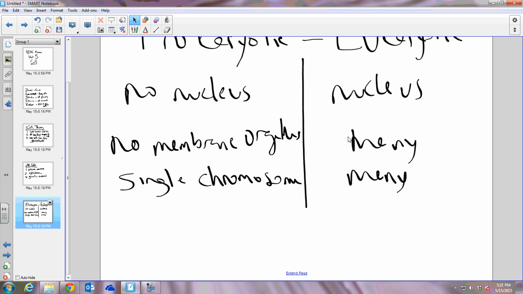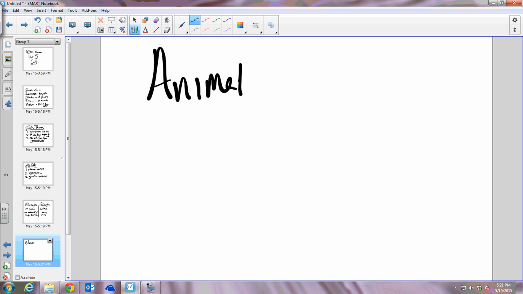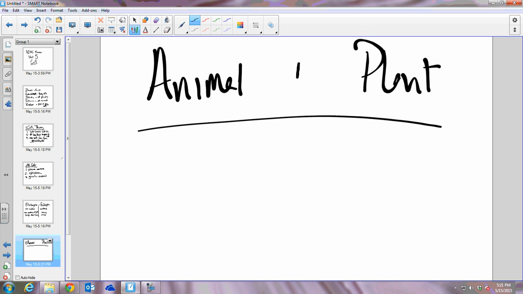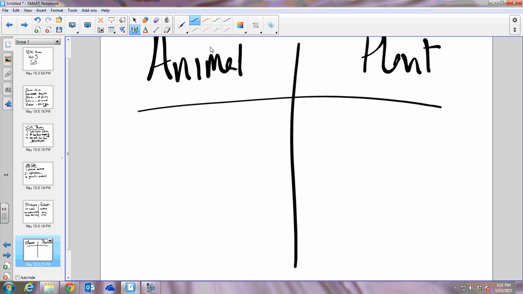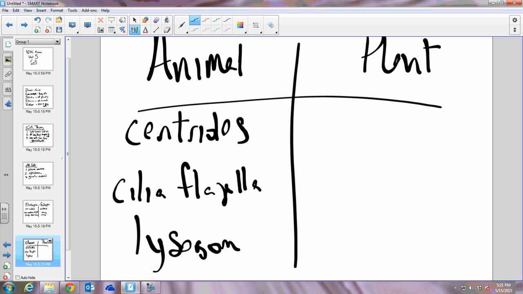All right, now, speaking of animal cells and plant cells, what are the big differences? Animal cells versus plant cells. Just a few major differences that we want to point out. Animal cells have organelles called centrioles. Animal cells can also have something called cilia and flagella. And animal cells also have something called lysosomes. Now, some plant cells have been found to have lysosomes, but as a rule, it's mostly an animal cell thing.